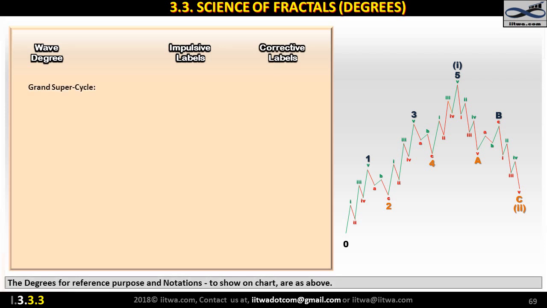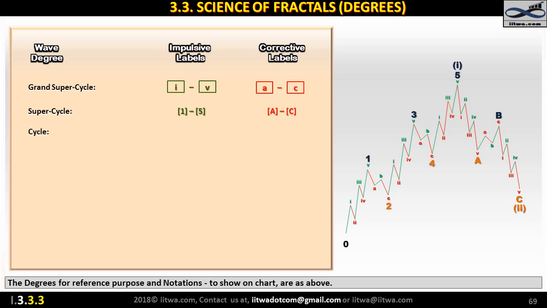Grand supercycle degree wave. This degree's impulsive waves are labeled as Roman numerals from 1 to 5 wrapped in a square, while corrective waves are labeled as lowercase alphabets from A to C, also wrapped in a square. Supercycle degree wave. This degree's impulsive waves are labeled in brackets using cardinal numerals from 1 to 5, while corrective waves are also labeled in brackets as uppercase alphabets from A to C.